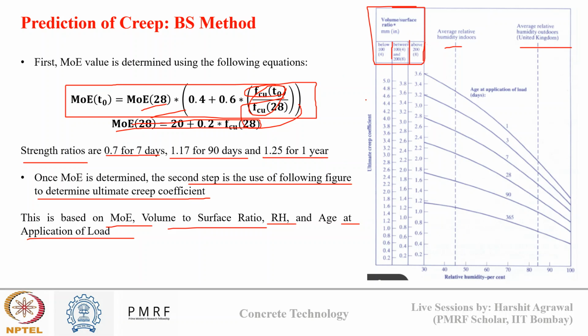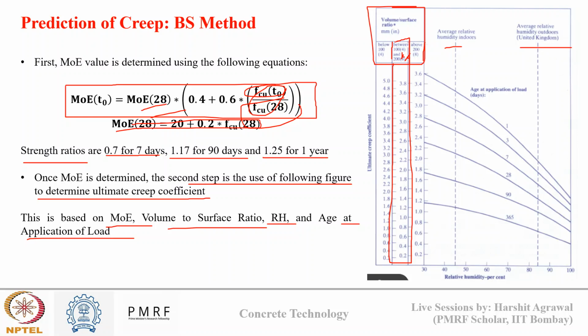Okay, so ultimate creep coefficient I can determine for here. Suppose my MOE value is 150. Volume to surface area ratio is 150. So I am concerned with this column.